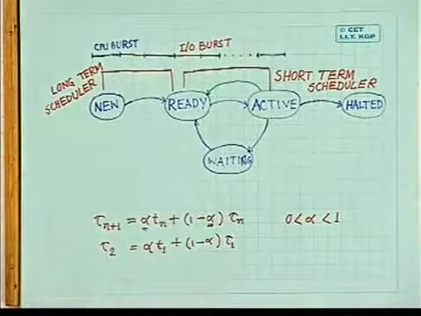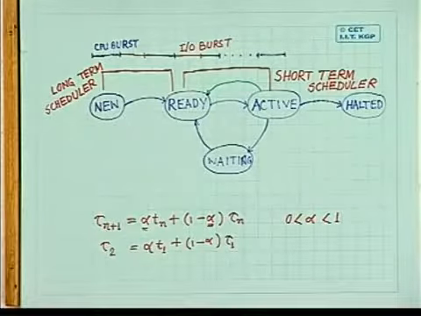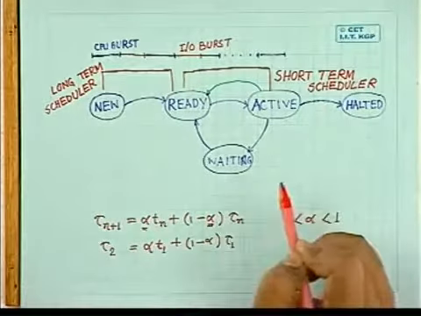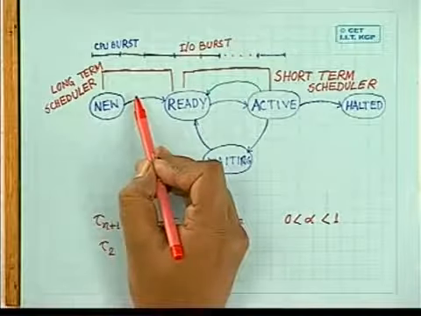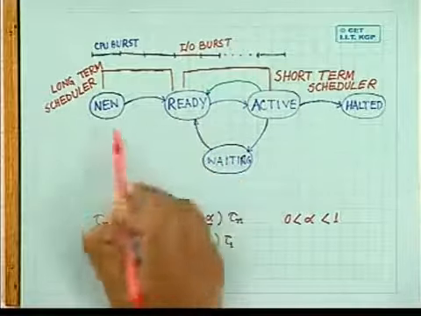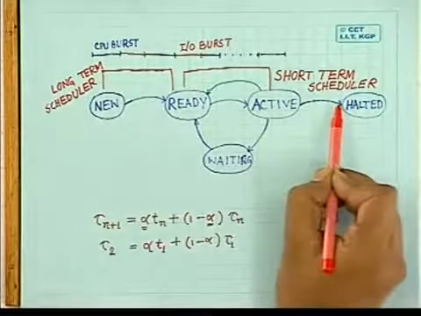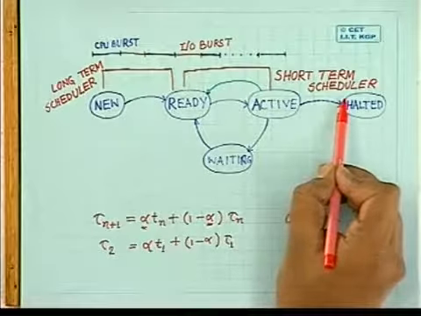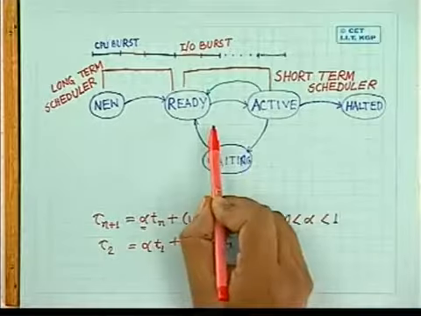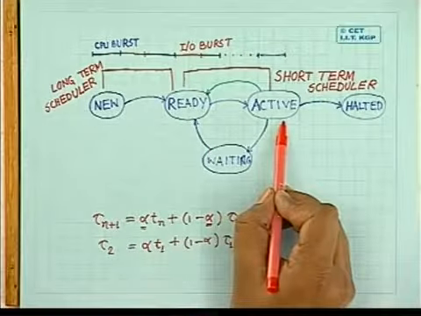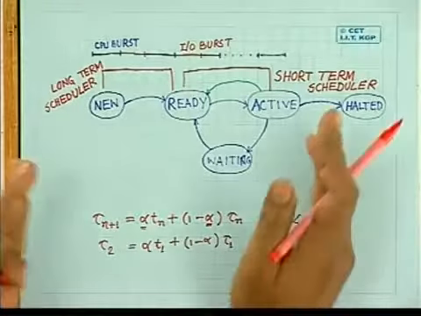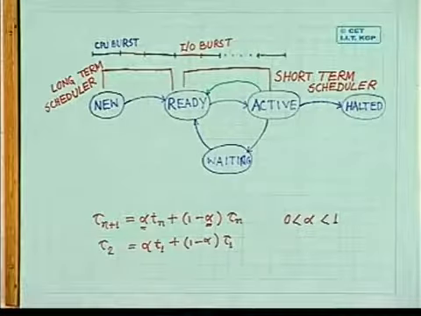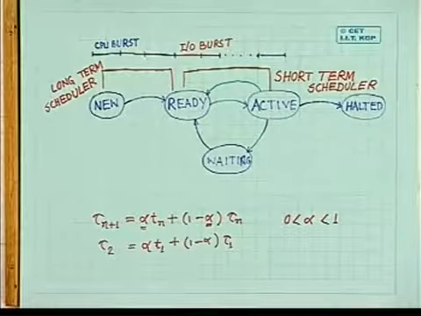So I can afford to have a long term scheduler which is very, very complicated compared to the short term scheduler, because the long term scheduler can take more time to decide which job should be pushed into the ready state from the new state. But the short term scheduler cannot take a long time to decide which job has to be made active from the ready state. So that will be the responsibility of these two kinds of schedulers.